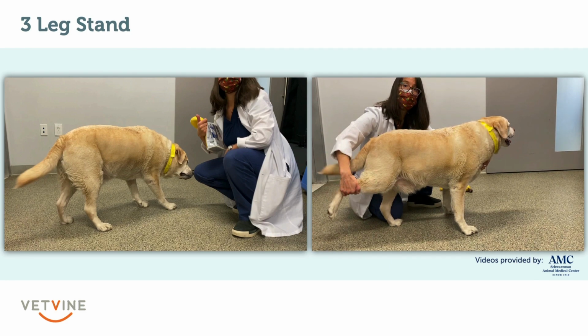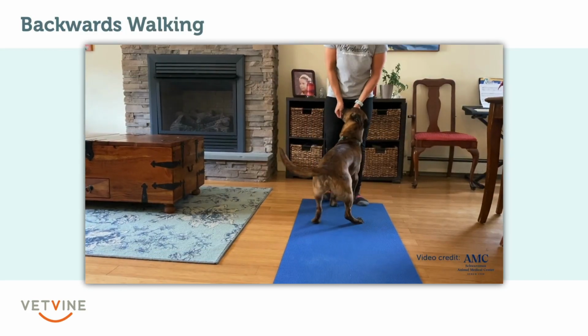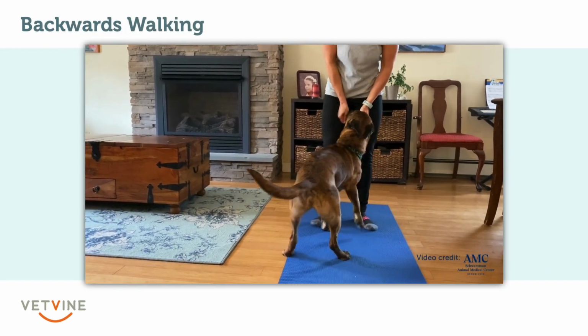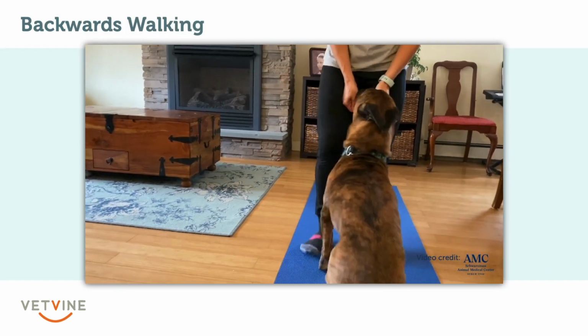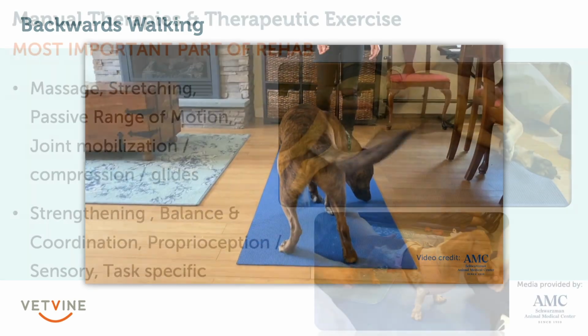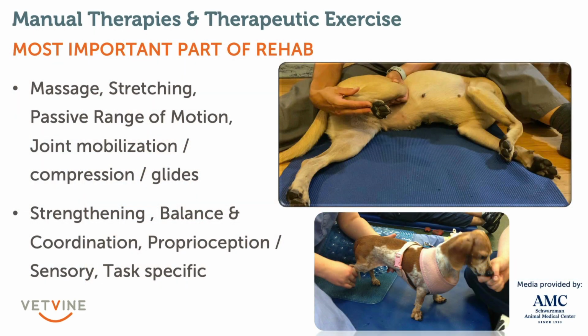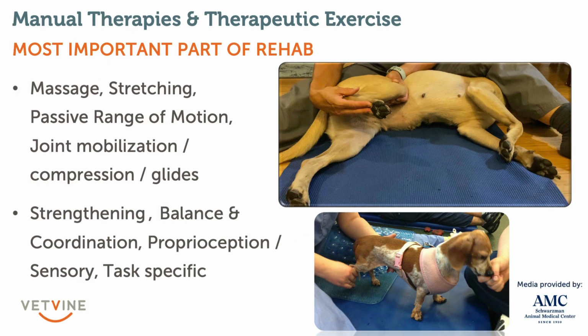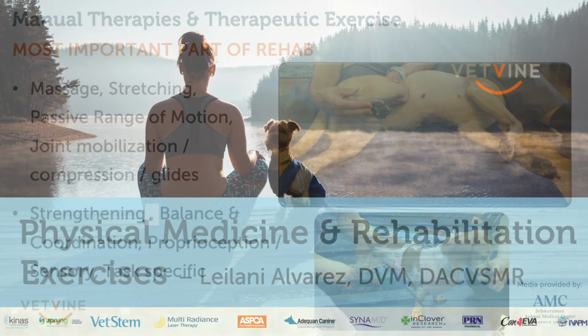And when we're talking about task-specific therapeutic exercises, that could be for our athletes, for example. We have an agility dog that incurred an injury. And when we're devising that therapeutic exercise program, we wanted to take in all of these aspects: strengthening, balance, coordination, proprioception, task-specific. So really, I would argue that this section of rehab, the manual therapies and the therapeutic exercise, is in fact the most important aspect of rehab, because that's what really gets them back to function.